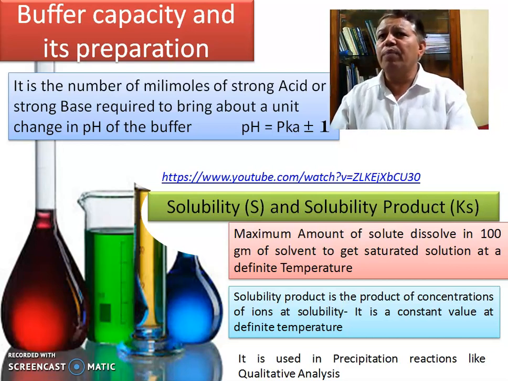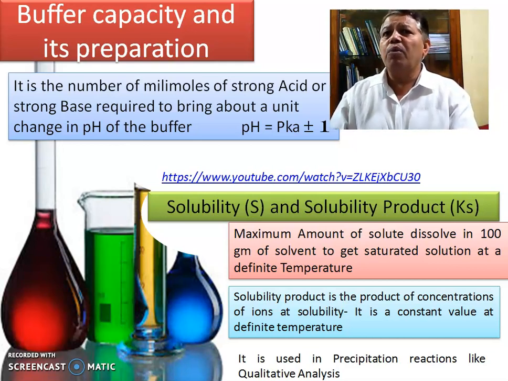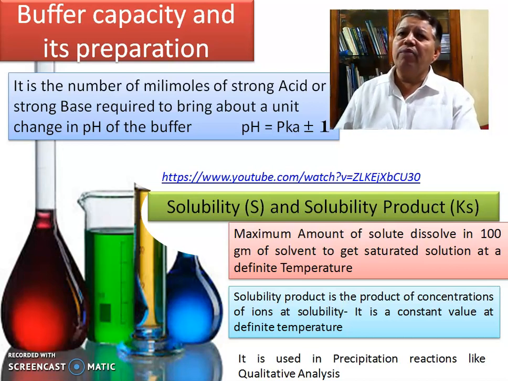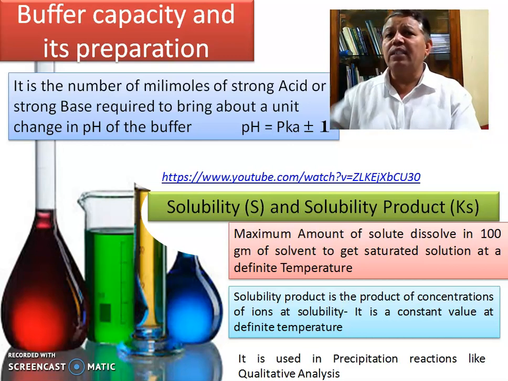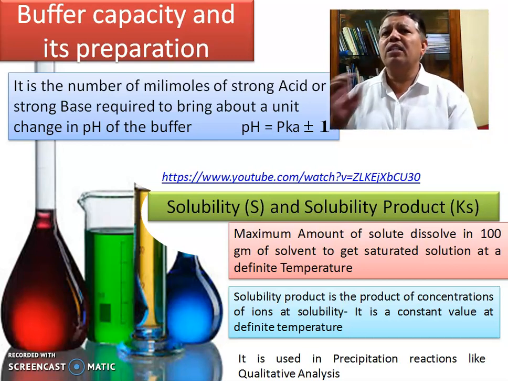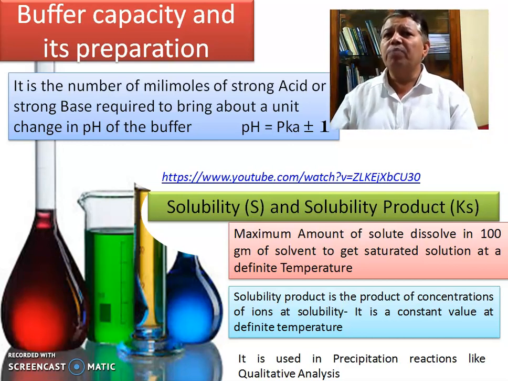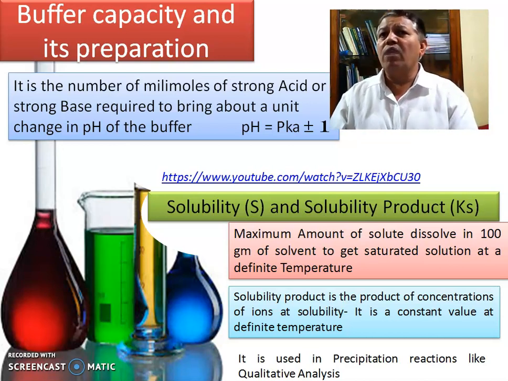Buffer capacity is the number of millimoles of strong acid or strong base required to bring about a unit change in the pH of the buffer. Now, when acid or base is added to an acidic or basic buffer, the pH changes only slightly, by about one pH unit for a large amount of solution, and therefore it does not much affect the pH.